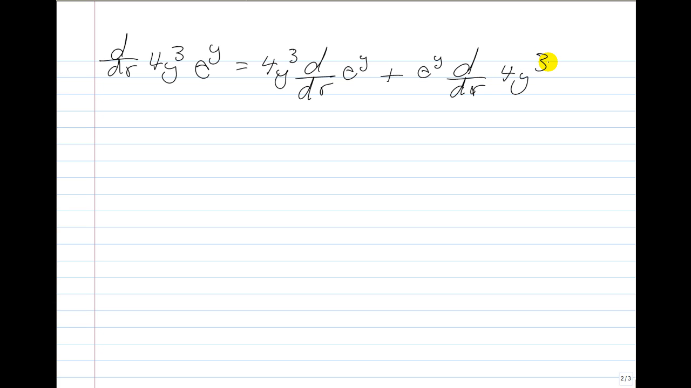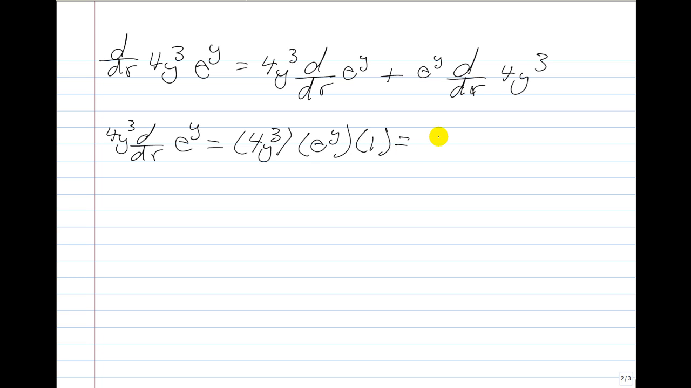And once again, we're going to break it into steps to make it less confusing. So we get 4y cubed times the derivative of e to the power of y. Now the derivative of e to the power of y is equal to e to the power of y times the derivative of y, which is equal to 1, and we end up with 4y cubed times e to the power of y.